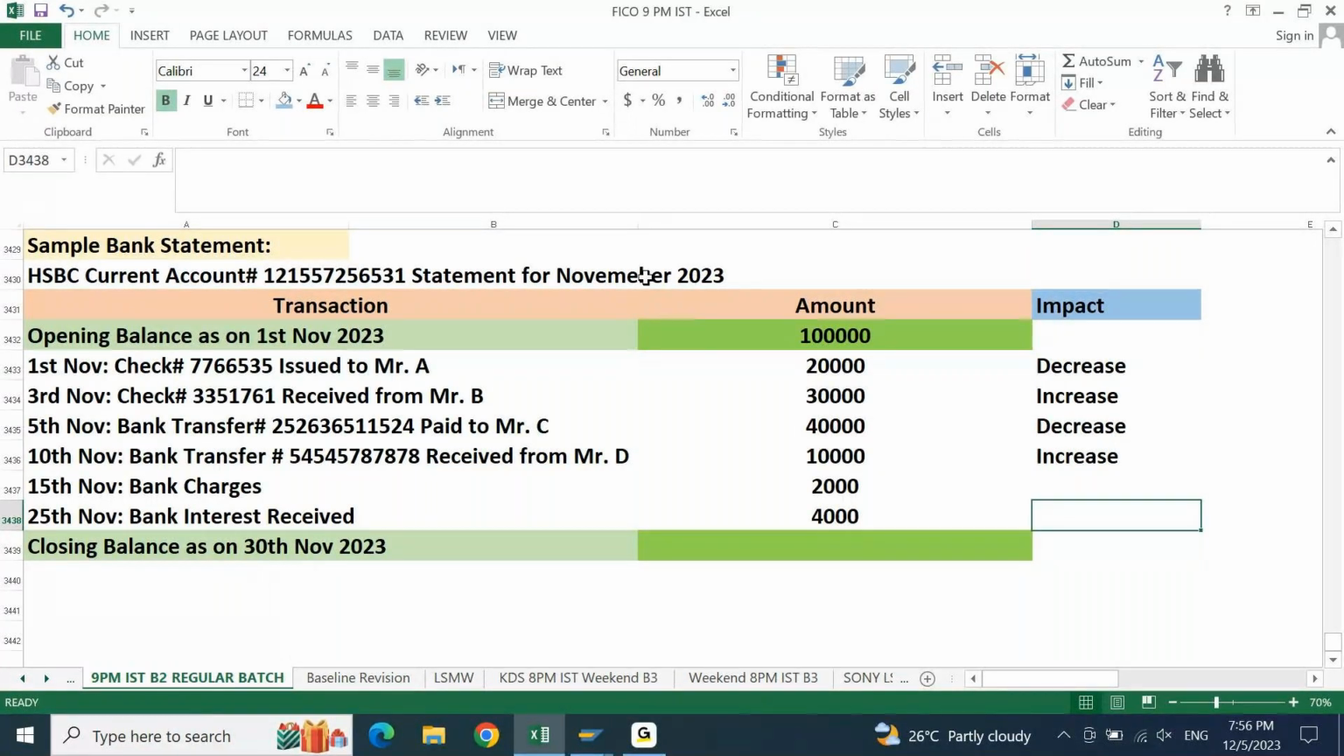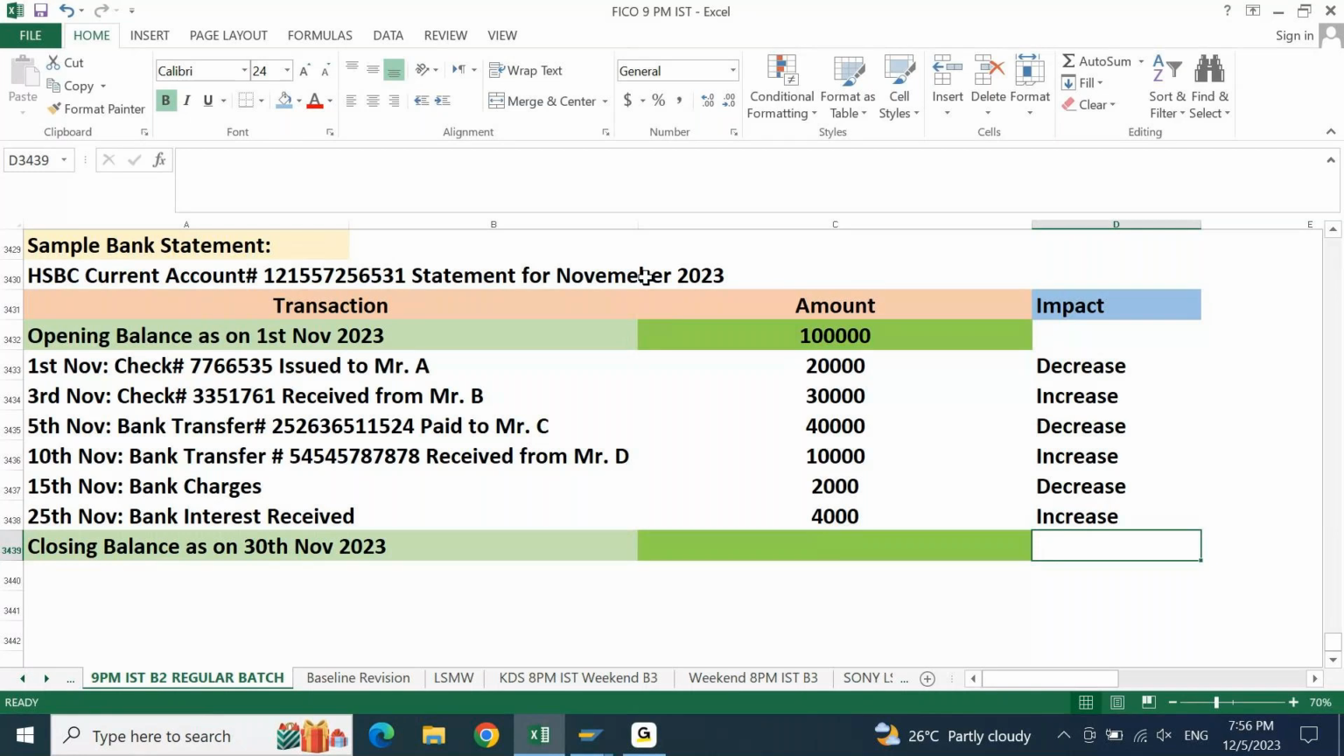So any bank charge that you are incurring is going to decrease the bank balance. Any expenses, any bank charges will decrease your bank balance. Similarly, any interest that you are receiving or any income that you are receiving is going to increase your bank balance. Here I will put this is going to increase the bank balance.